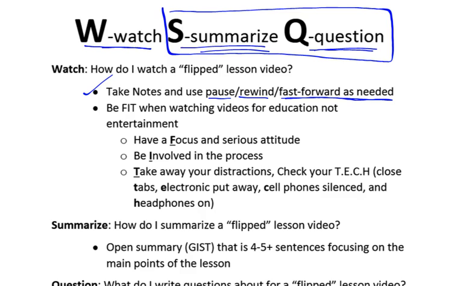The second one, be fit when watching videos for education, not entertainment. Let's highlight that for a second because I felt that was pretty important stuff right there. Be fit, and understand that these videos are for education, not entertainment. Despite the fact that Mrs. Dubé and I can be pretty funny, we're not here to simply entertain. We are here to educate, and these videos are designed to provide you with an education.